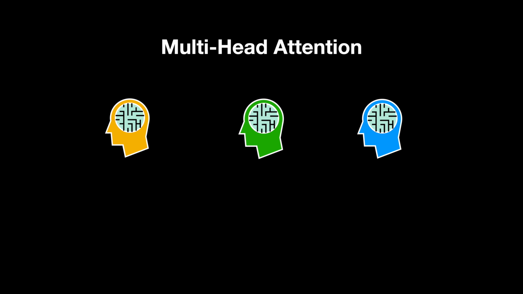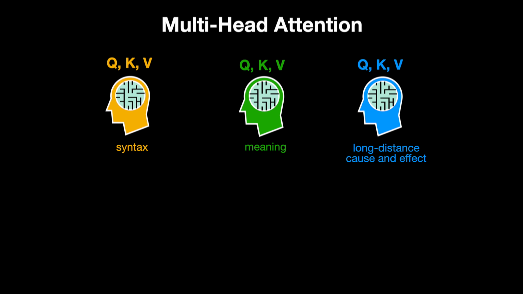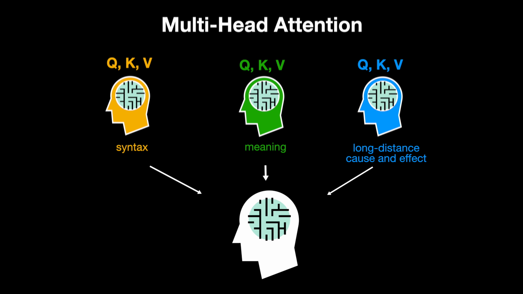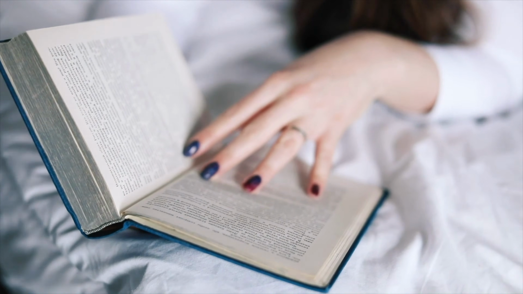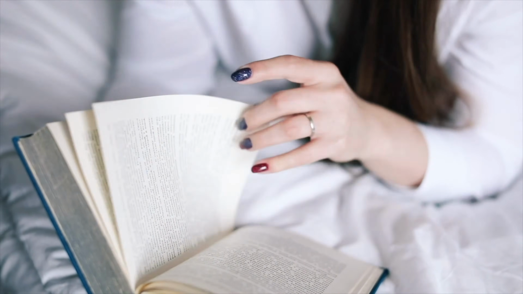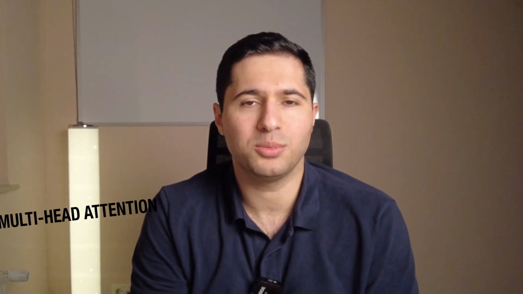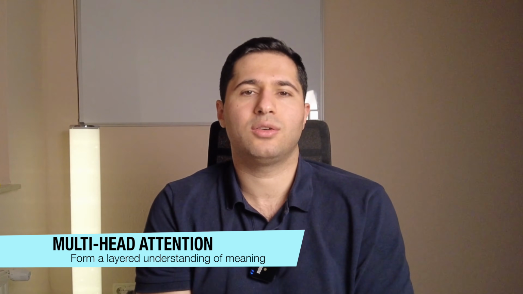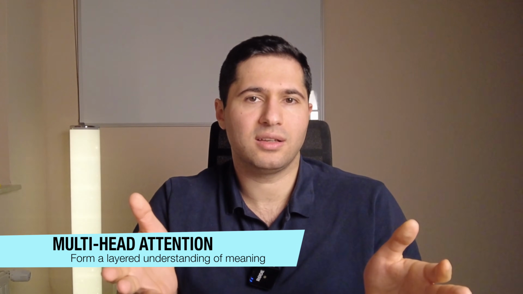Each head has its own set of Q, K, and V projections, each learning to focus on a different type of relationship. Then all heads are concatenated and projected again, and each head is like a different expert looking at the sentence from its own perspective. Imagine reading a paragraph several times, once focusing on nouns, once on verbs, once on emotional tone, and at the end on cause and effect. That's exactly what multi-head attention does automatically. Each head learns its own pattern of attention, and together they form a layered understanding of meaning.